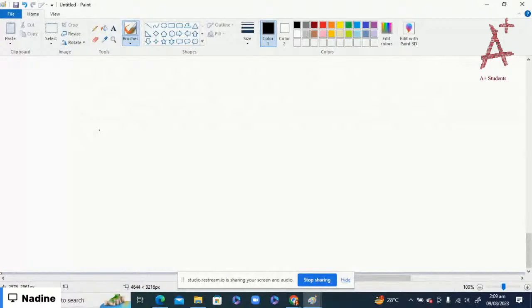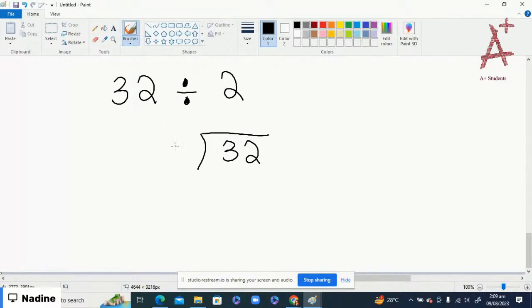Okay, so here, all right, I'm going to write here 332 divided over 2. Again, it's the same thing. We put 32 inside and 2 is outside.